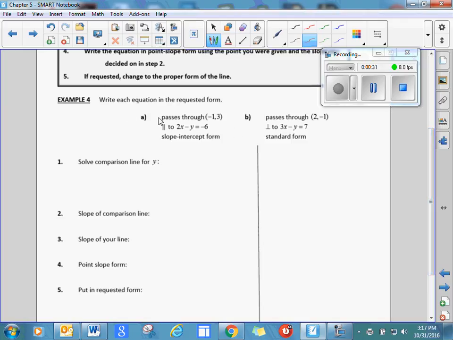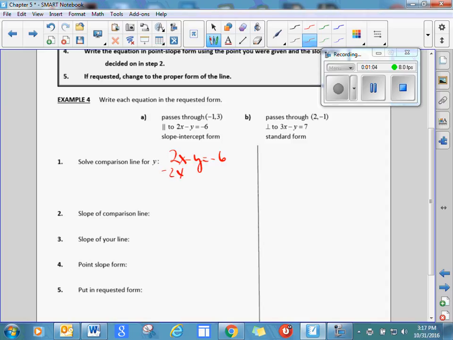So they are asking us on this first example, A, to write an equation in slope-intercept form that passes through this point that's parallel to this line. So we're going to start by using our comparison line and find the slope. This is not written in slope-intercept form, so we need to get it in slope-intercept form so that we can pluck the slope off to begin our process.